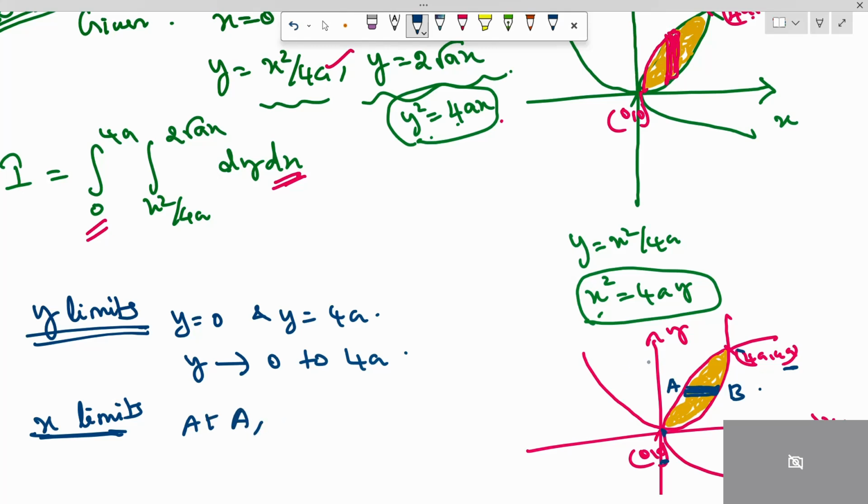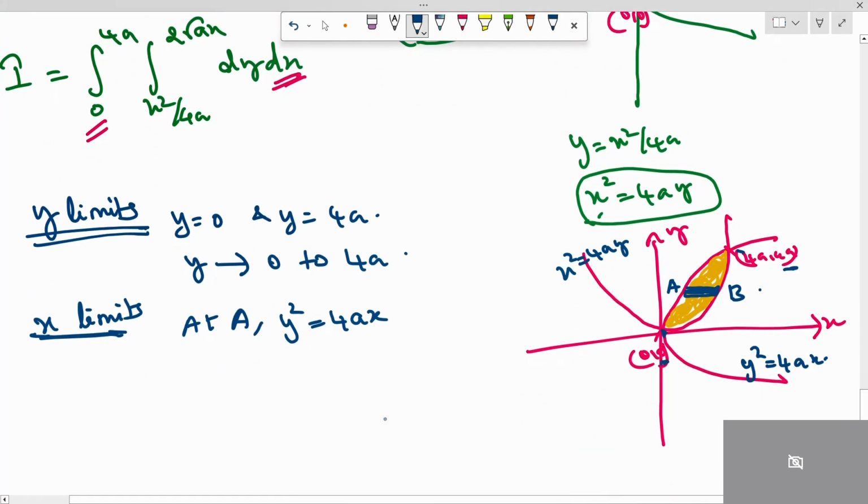What is x? Parabola equations here: this one is y square is equal to 4ax, this one x square is equal to 4ay. The point a lies on the y square is equal to 4ax curve. From this write the x limit. Therefore x is equal to y square by 4a.